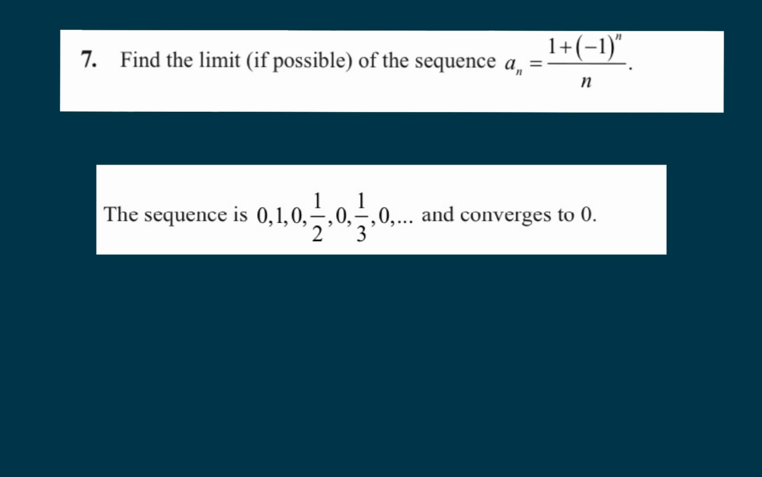Find the limit of a sub n. So the same idea, if you plug in different n, you will obtain the different terms of the sequence, which are 0, 1, 0, 1 half, 0, 1 third, 0, 1 fourth, 0, 1 fifth. Do you think that it will converge? So let's make a picture of this. It starts with 0, and this is the 1. From 0 to 1. From 1 to 0 again.